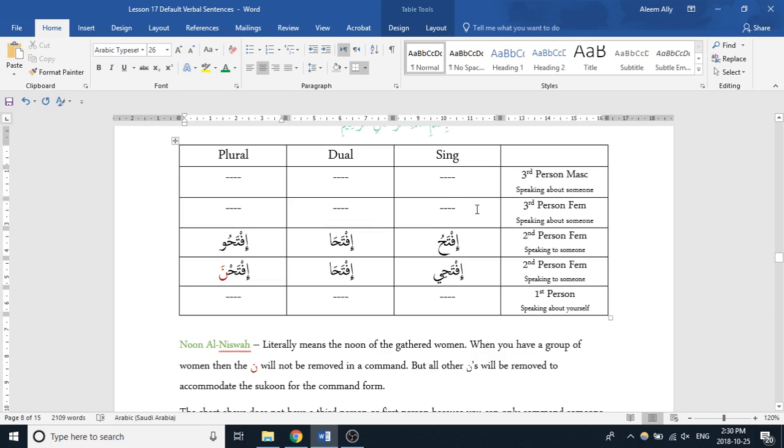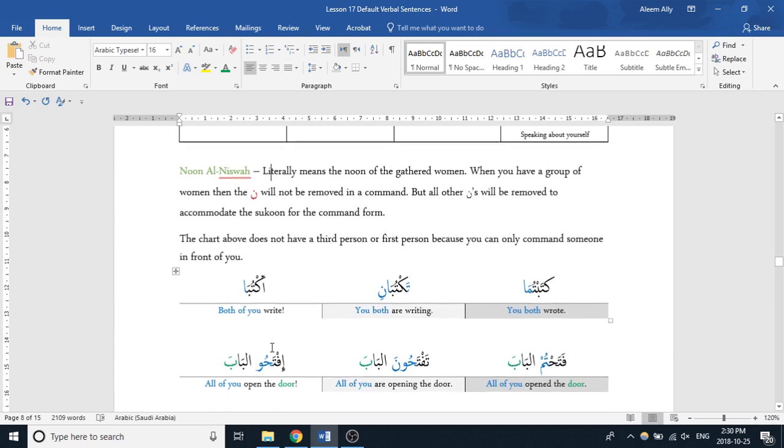So just as a quick reminder, there is no third person form or first person form for commands because, once again, you can't command someone that you're speaking about. You have to be speaking directly to them, nor can you command yourself. So it's only going to work for the second person. So let's look at some examples. Katabtuma, which means you both wrote. This is in the past tense. Taktubani, which means you both are writing, which is in the present tense. And then finally, uktuba, which means both of you write. Usually it would be uktubani, but that noon is removed because it can't take a sukun.